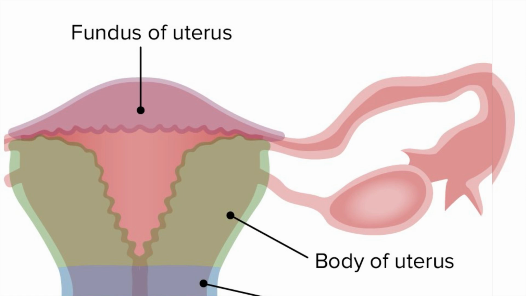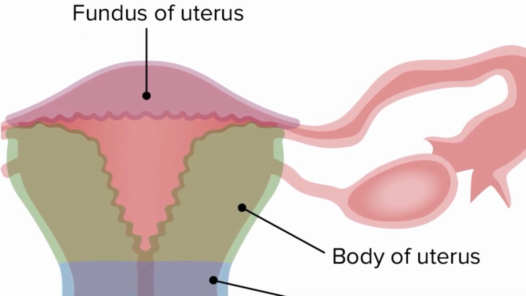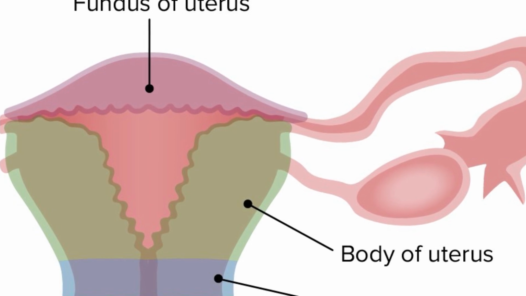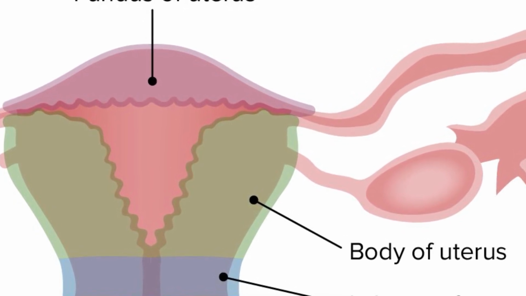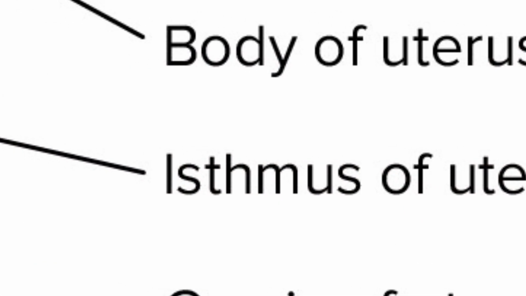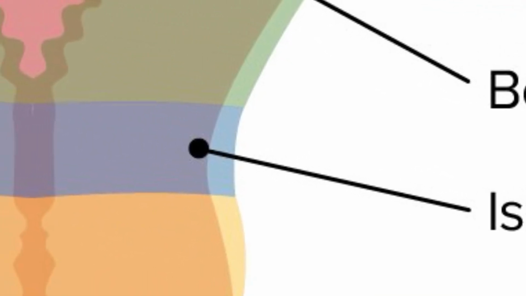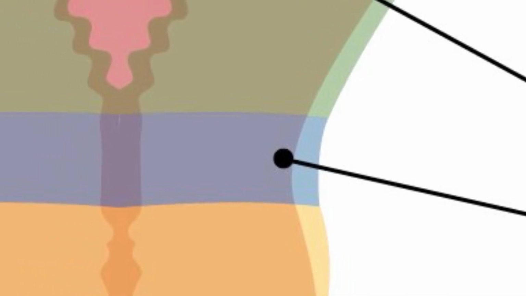Let's continue with the body, also known as the corpus. This is the largest and most central portion that houses the uterine cavity where implantation of a fertilized egg occurs. The part under the body of the uterus is the isthmus of the uterus. It is a narrow region between the body and cervix. It is clinically significant because it is often the site for cesarean section incisions due to its thinner muscular wall.